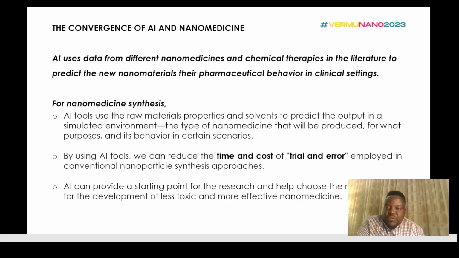The convergence, which is the main topic of today, the convergence of nanomedicine and AI, is that AI uses data. We all know that AI uses data to predict, to conclude, to research. In this case, AI can use the different nanomedicine chemical therapeutics in the literature to predict new nanomaterials and their pharmaceutical behavior in clinical settings.